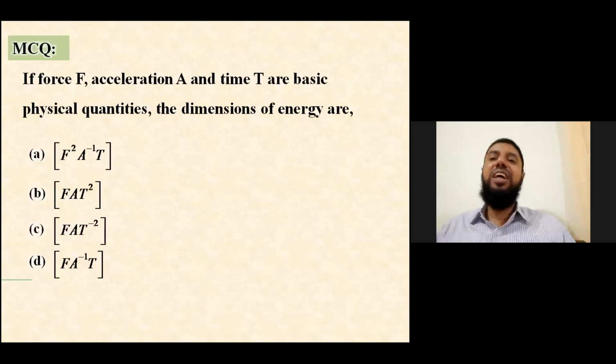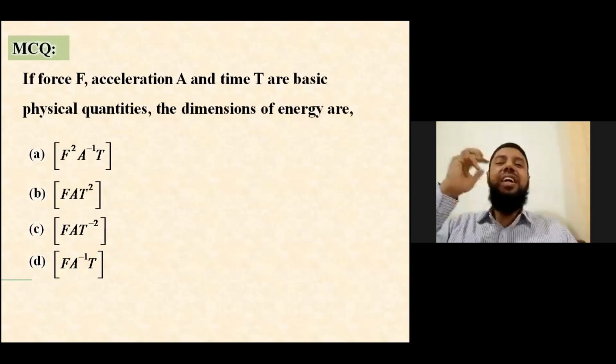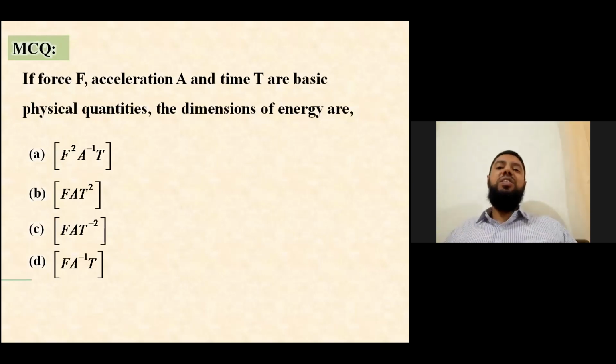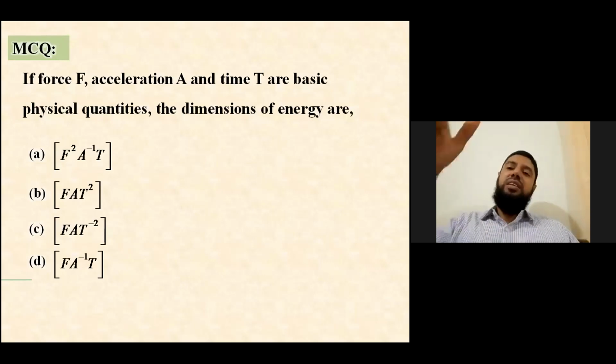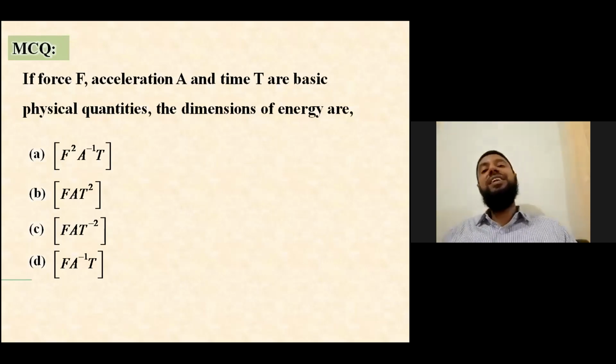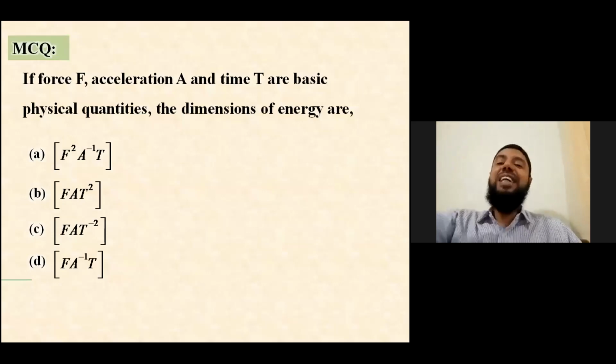For this problem, imagine that if force, acceleration, and time are the basic fundamental quantities, then what is the dimension of energy in terms of F, A, T? For energy, we know M power 1, L power 2, T power minus 2. In MLT we know the dimensions of energy. But here, the dimensions of energy are asked in terms of force, acceleration, and time.